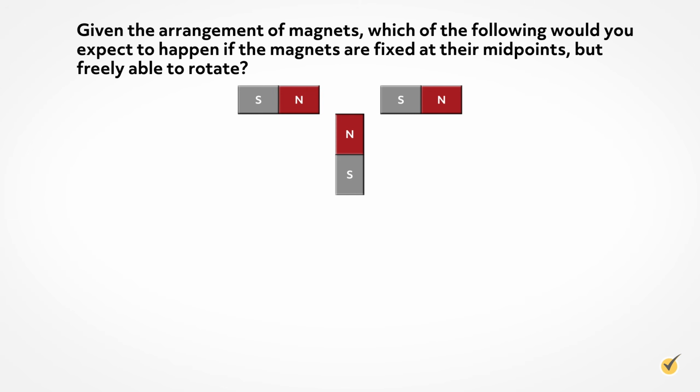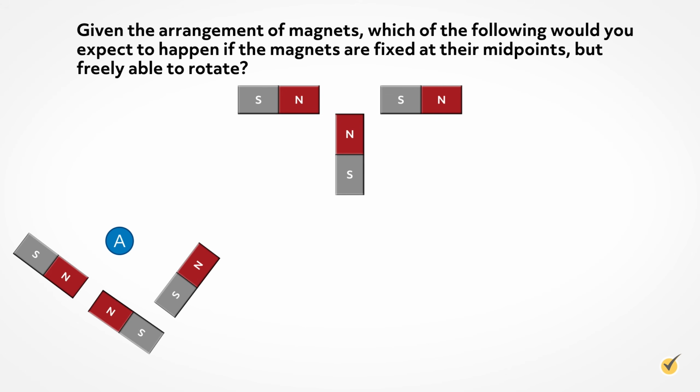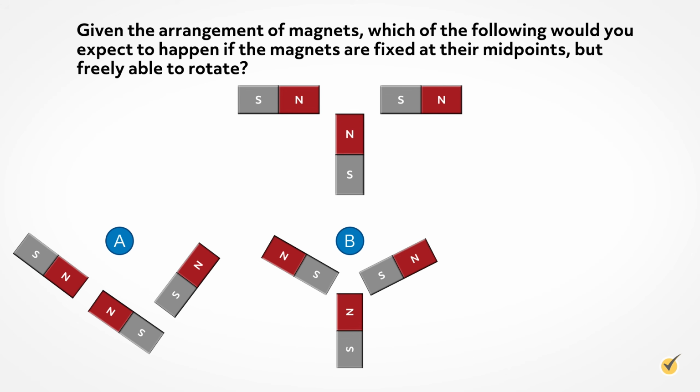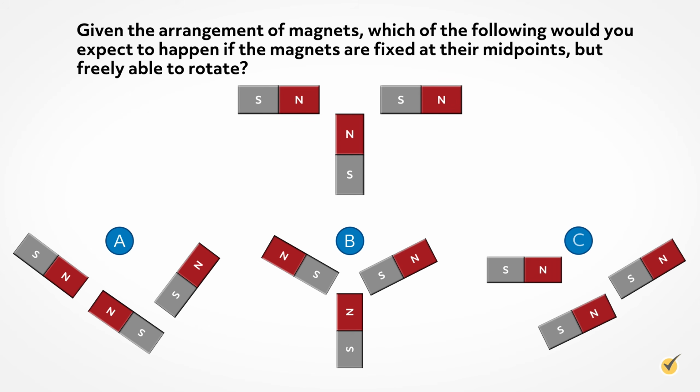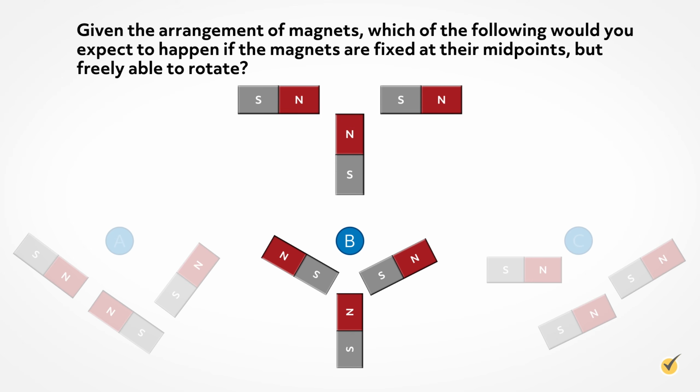Number 2. Given the arrangement of magnets, which of the following would you expect to happen if the magnets are fixed at their midpoints but freely able to rotate? A, B, C. The correct answer is B. The magnets will rotate as little as possible, but will turn toward opposing poles.